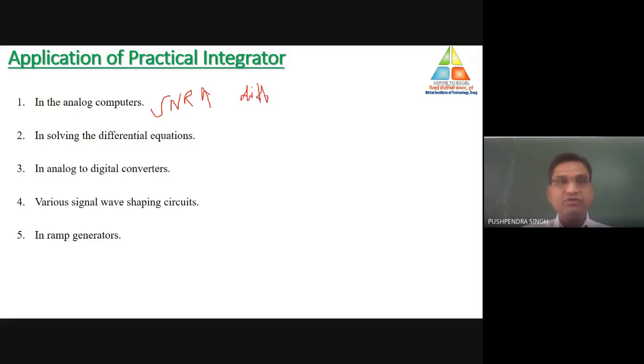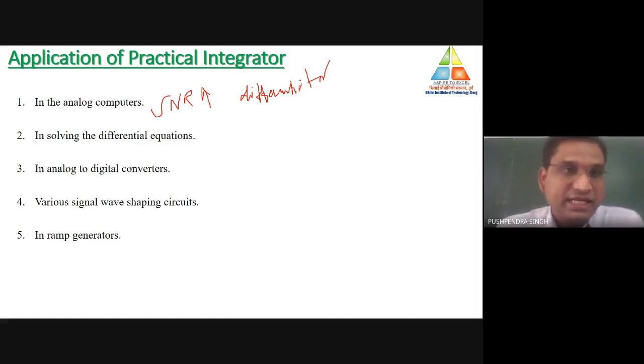One question is very important related to integrator and differentiator. Why, for the design of the analog computer, are we not using the differentiator, or why are we preferring the integrator in place of the differentiator? The reason is high signal to noise ratio. The integrator has a higher signal to noise ratio as compared to the differentiator, so we use it for the design of analog computers.